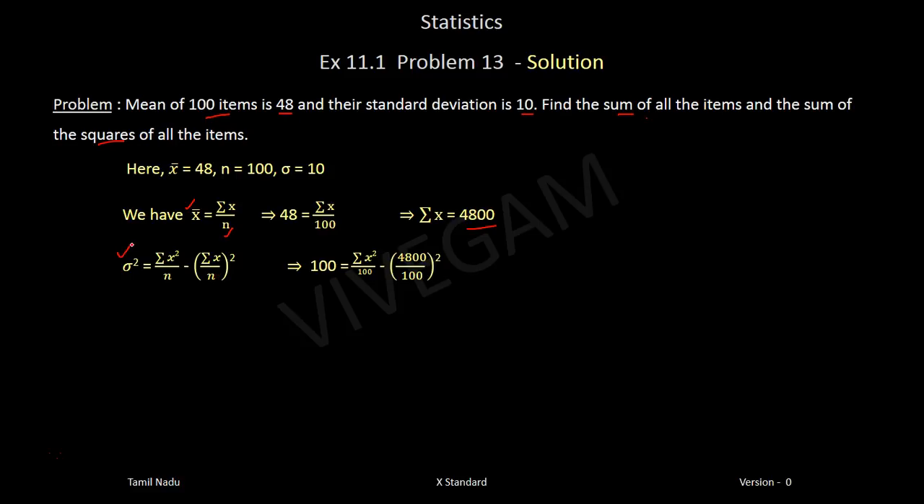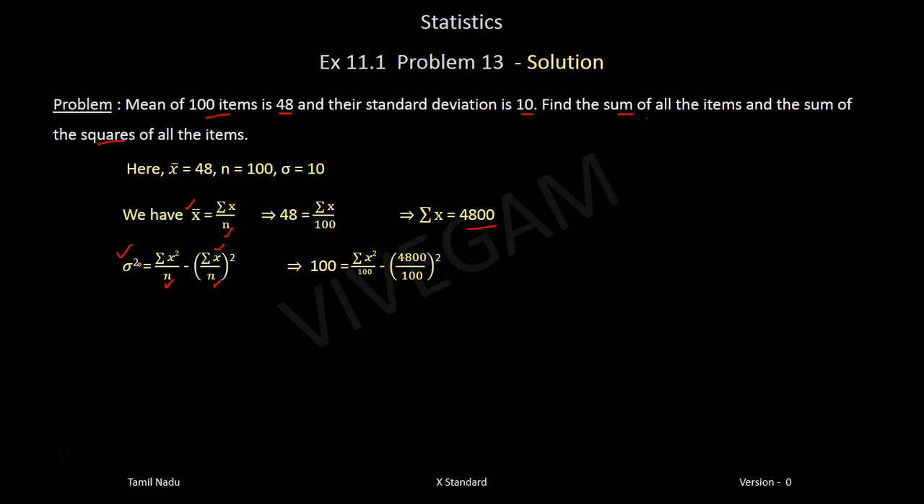So in this case, sigma square is known, 10 square, n is known, 100, sigma x is known, 4800, and again n is known, which is 100. Or the formula is sigma x square by n minus mean square. The mean is 48, so it will be 48 square. Either way it will come out the same. Okay, so in this formula we know everything except sigma x square, which is the sum of the squares of all the items. So we should be able to calculate it by substituting and simplifying.